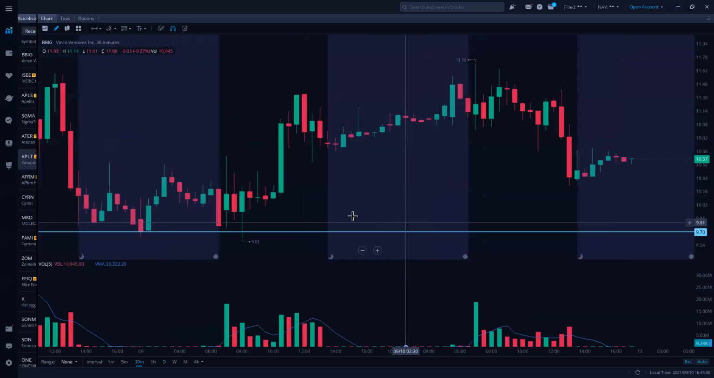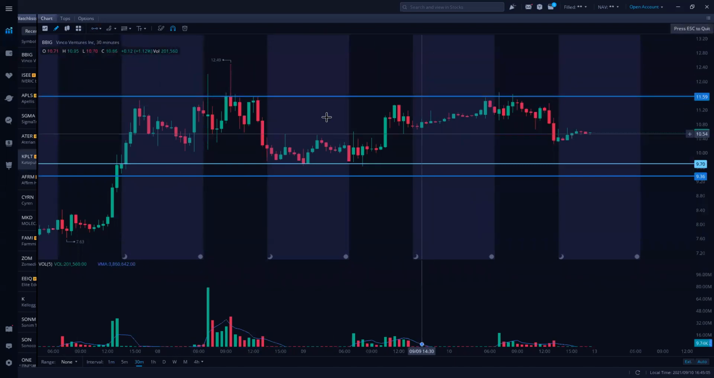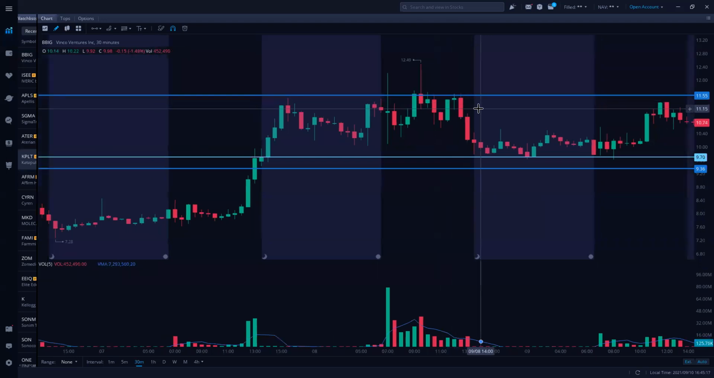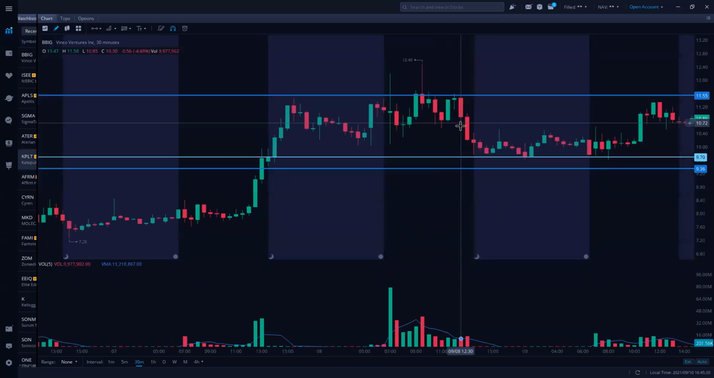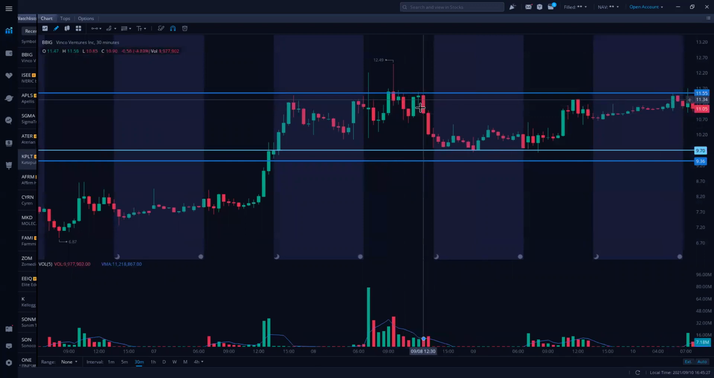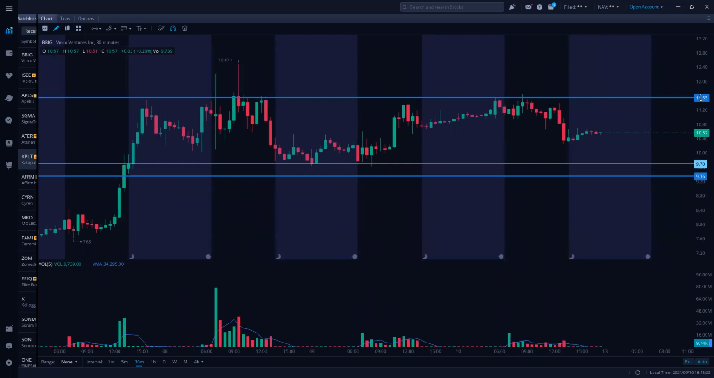Let me go over BBIG. Okay, so we have some resistance right here. Why? Because the first time we tried to break this line, rejected. Second time, couldn't hold over it. The more it tests support, the weaker it gets, but it tested three times and went to uptrend. Sometimes that happens, but the more times it tests support, the higher the chance it has of breaking it every single time. Same with resistance. We couldn't break this line at all over here. Tested it again, couldn't break it. So 11.55, 11.55.